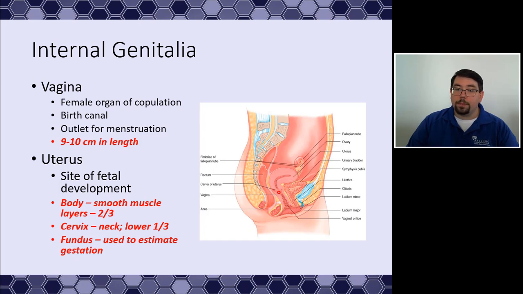And this is usually going to be important for us because we're going to be able to measure the height from the mons pubis symphysis all the way up to the height of the fundus, and that's going to allow us to determine weeks of gestation as we measure in centimeters. Each centimeter is equal to 1 week. Again, we'll talk more about that in our OB lecture.